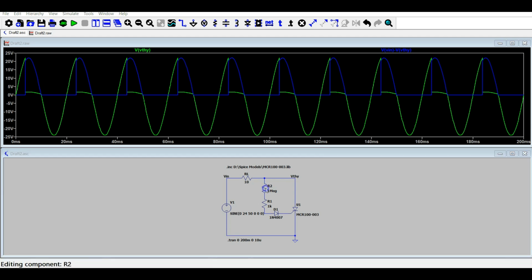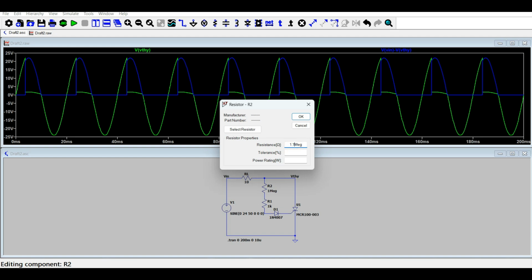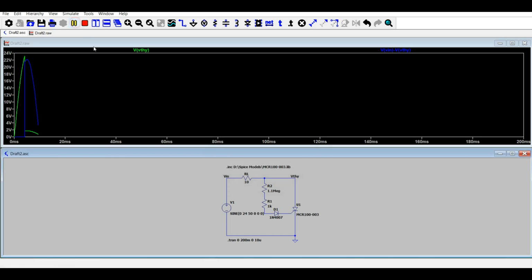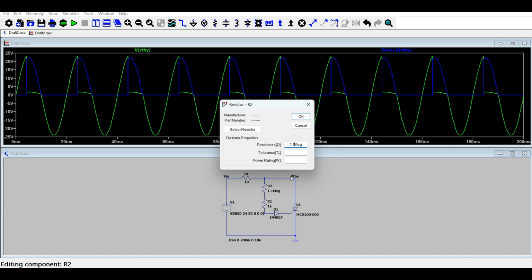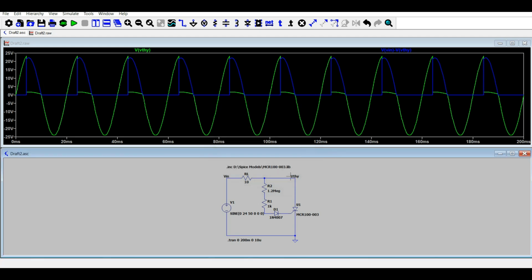I can change this to, let's suppose, 1.1 mega ohms and see the output. Again, we can see that now this is even close to the 90 degrees firing angle. I can change it further to, let's suppose, 1.2 mega ohms and run the simulation again.